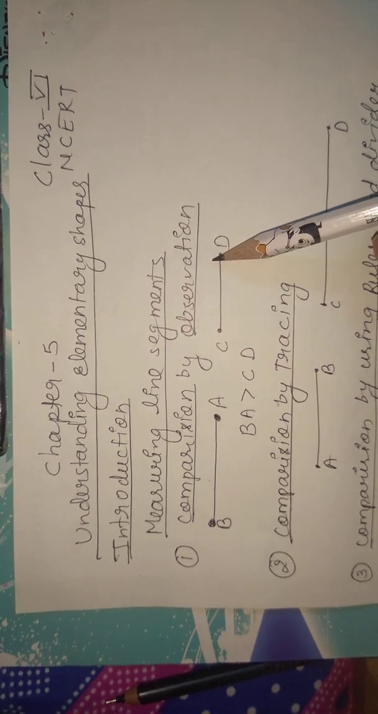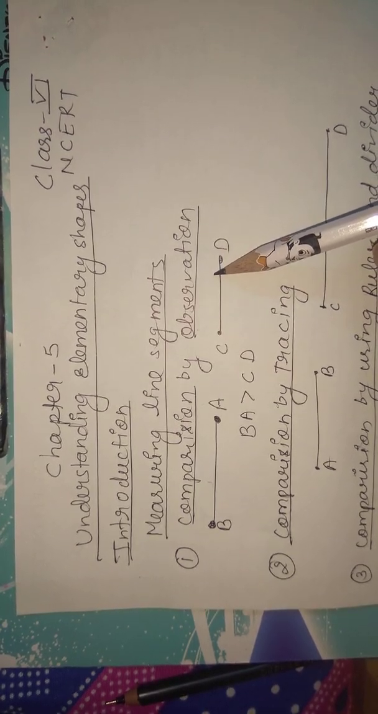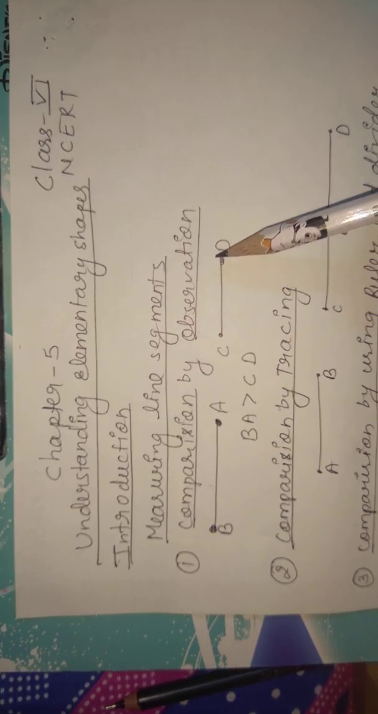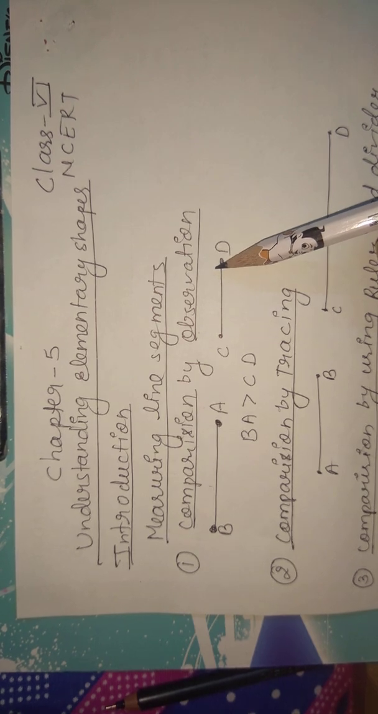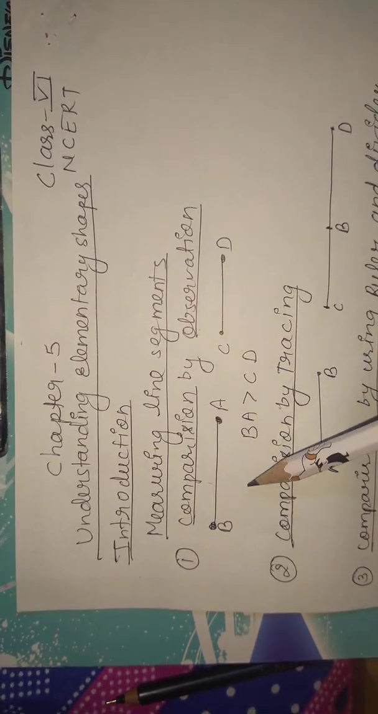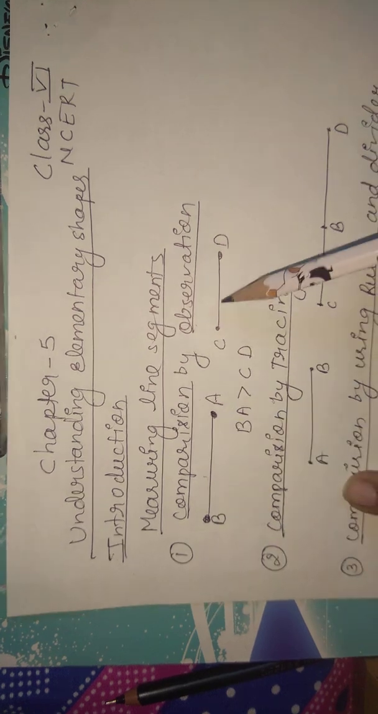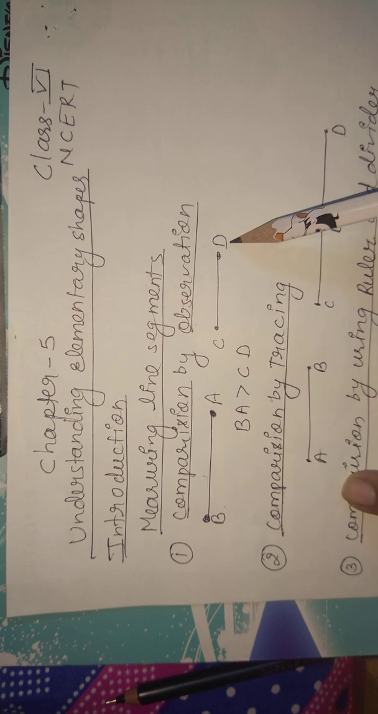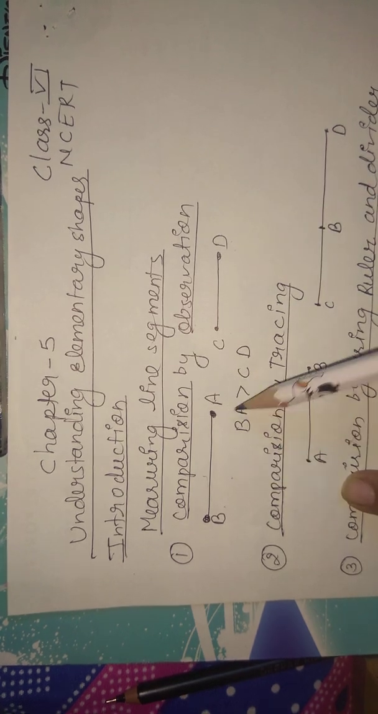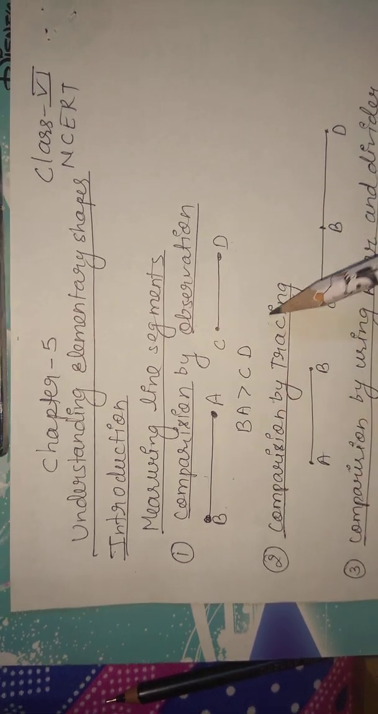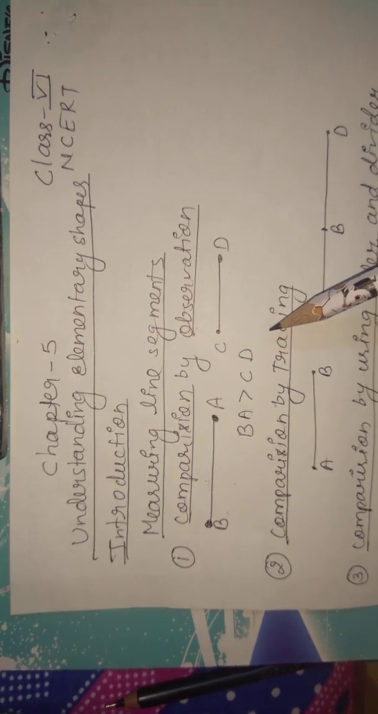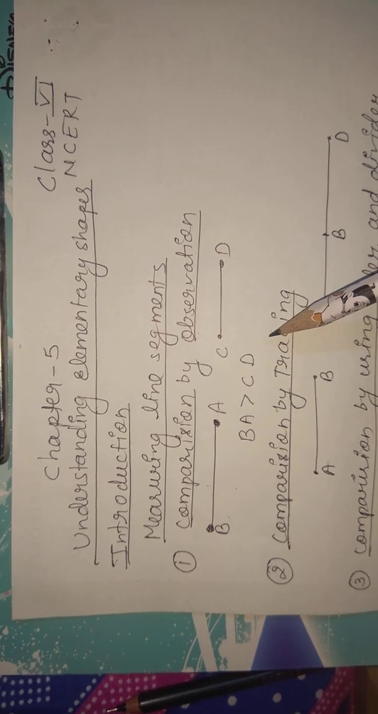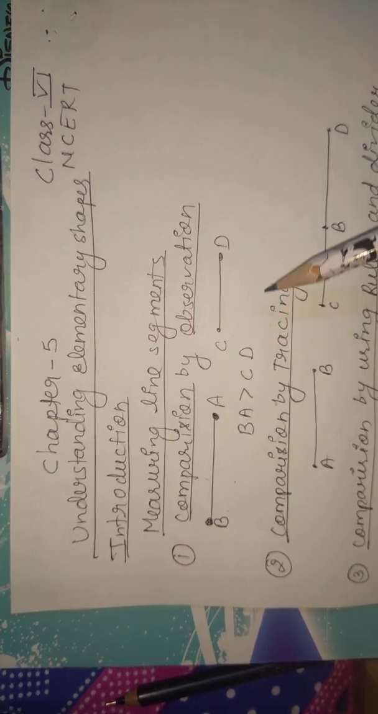We can tell which line segment is greater than the other just by observing the two line segments, but it is not sure. Here you can see I drew two lines. First one is BA and second one is CD. Here we can clearly say that BA is greater than CD, but sometimes it is difficult to tell which line segment is greater in size.